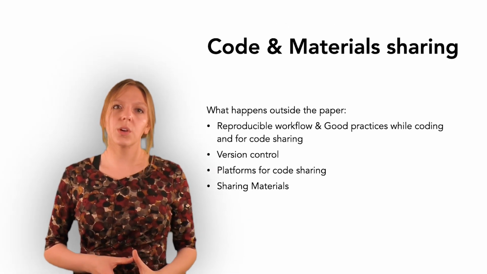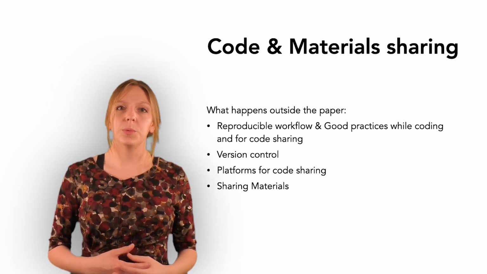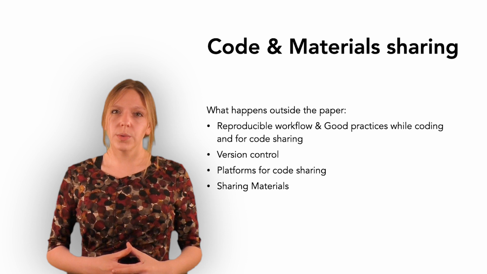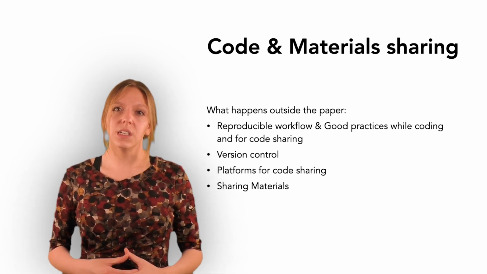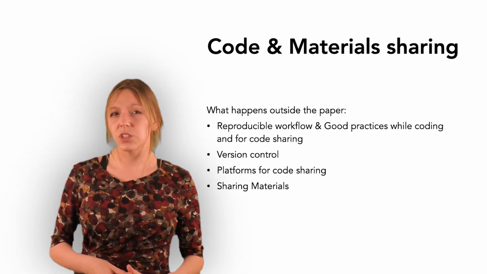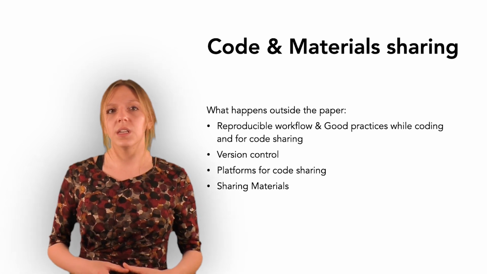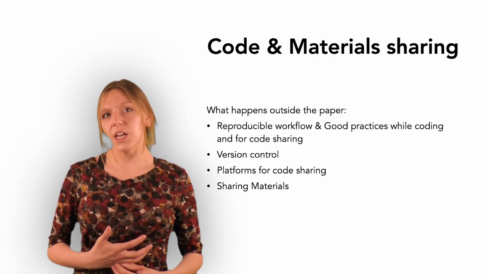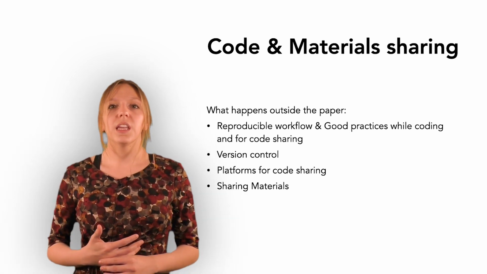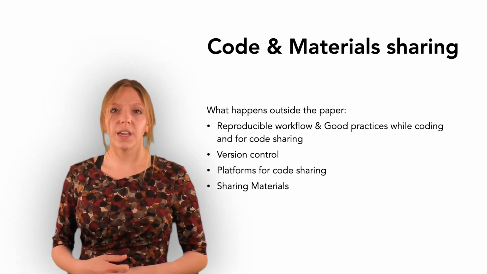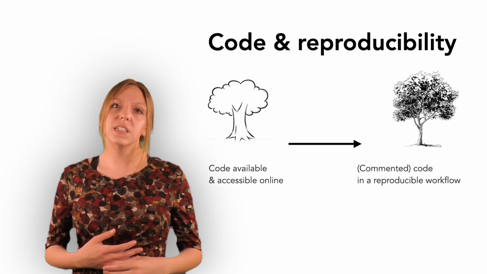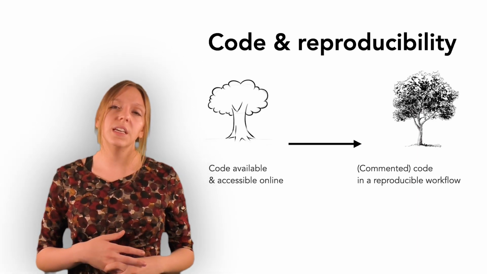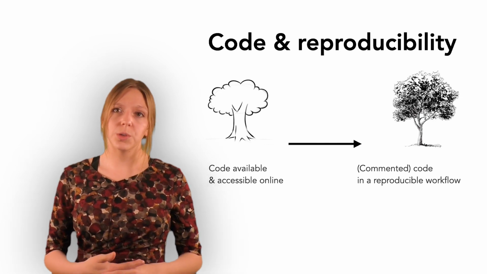Now, let's consider what you can do outside of the paper to make your study easy to reproduce or reuse. Ensuring the reproducibility and transparency of your research methods usually implies sharing your materials and code. This includes adopting good practices both while coding and while sharing your code, and knowing which platforms you can use for that. As we have seen in the case of other practices, there are different degrees or levels of openness, and that's the case for open code too.